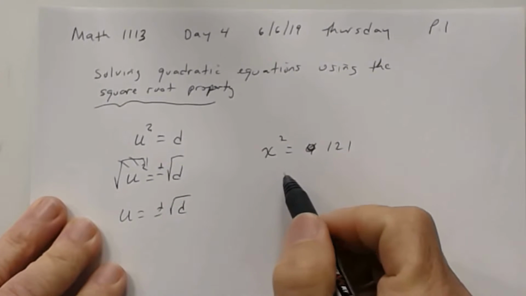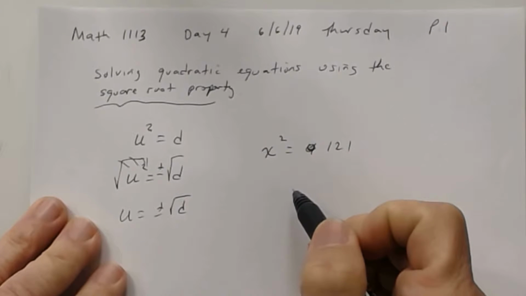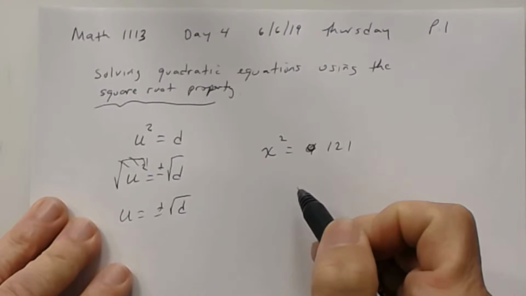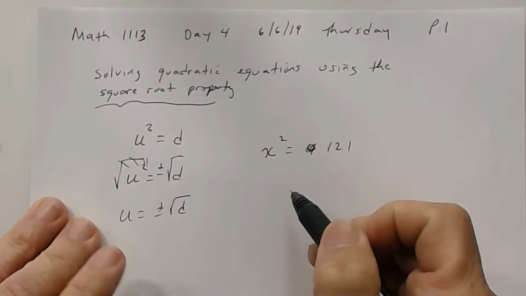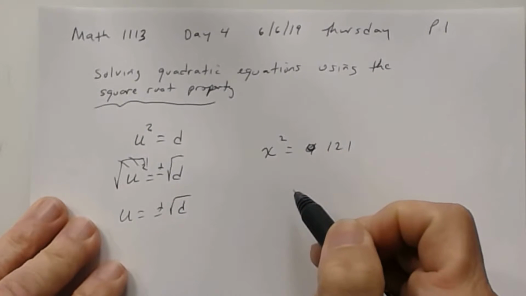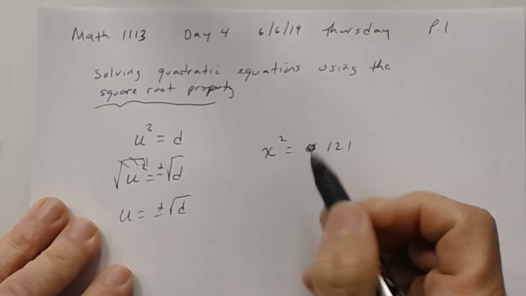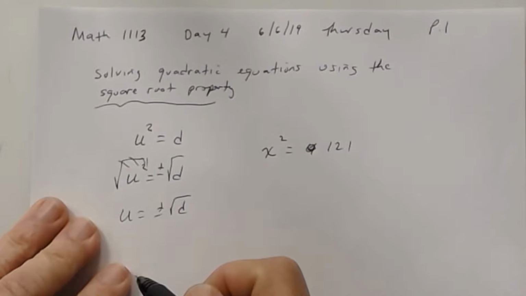What number times itself is 121? 11 and 11 what? Yeah, but what is it? Just 11? Negative 11 as well. Negative 11 times negative 11 is 121. So that's where you get that plus or minus. That's why you need a plus or minus there.